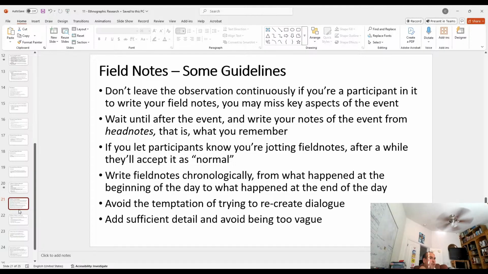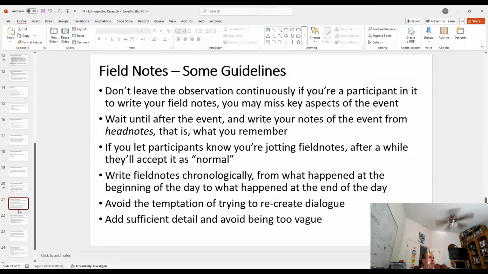If you let participants know that you're jotting field notes, after a while they'll just accept it as normal. This is the researcher, he's always in his notebook writing notes. You write field notes chronologically, from what happened at the beginning of the day to what happened at the end of the day. You avoid the temptation of trying to recreate the dialogue. Okay, don't try to recreate the dialogue. If there was a quote or a saying that day that was key, try to remember it as clearly as possible and write it down, but it may not ever be exactly the same as what you saw. Okay, and be okay with that.